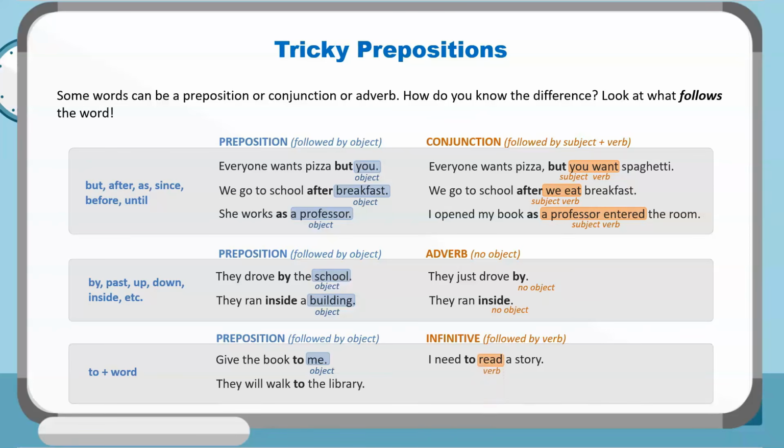They will walk to the library. In this sentence, the word to is a preposition. Again, how do we know? Because it's followed by the noun library. Library is the object of the preposition to.